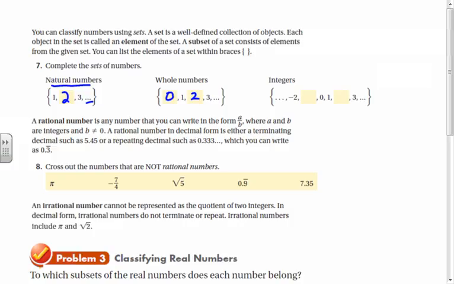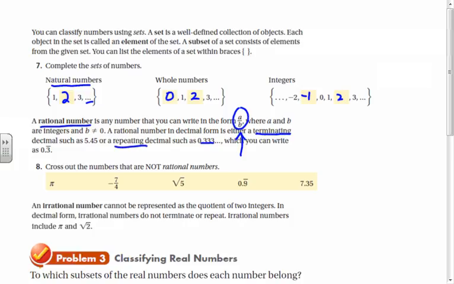Integers are positive and negative whole numbers, so we're going to include these negative numbers all the way to negative infinity and up. And a rational number is any number that can be written of the form a divided by b, where a and b are integers. So basically, a rational number includes fractions and decimals, because all decimals that are either repeating or terminating, you can write like that, and we'll show that in a little bit.